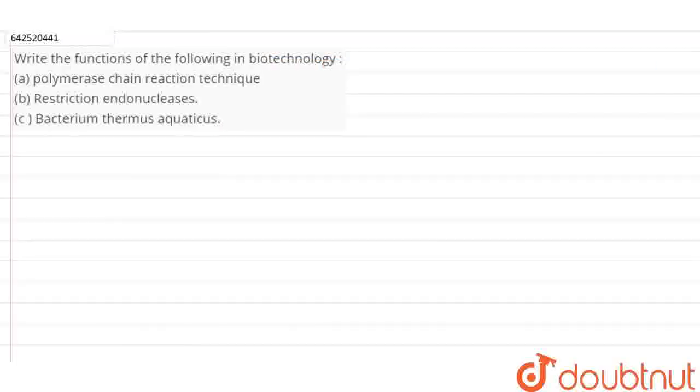In this question, we have been given 3 terms and we have to write their functions in biotechnology. Now we all know that the recent advances in biotechnology have enabled us to carry out genetic engineering. Now what do we mean by biotechnology or genetic engineering?